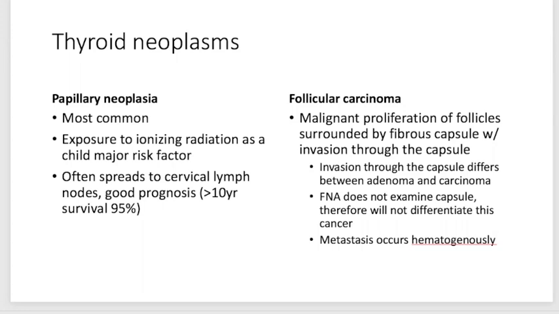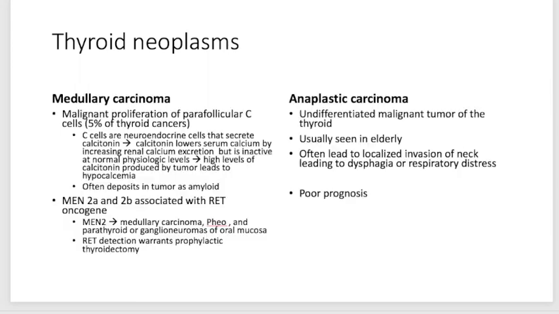Follicular carcinoma, so this is the follicles, and that is then surrounded by a fibrous capsule with invasion through the capsule. And this usually has hematogenous metastasis, and you would also have surgery related to this. Medullary carcinoma, so this is the rarer one, and that's the parafollicular C cells. And then basically what happens is we get increased calcitonin, and we would have low calcium as one of the signs and symptoms of this. This is also part of MEN2A and 2B, which is multiple endocrine neoplasia.